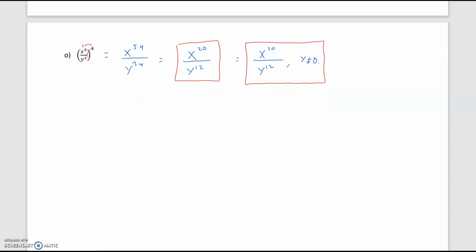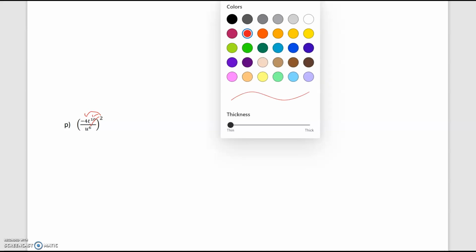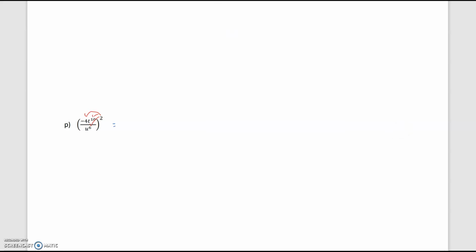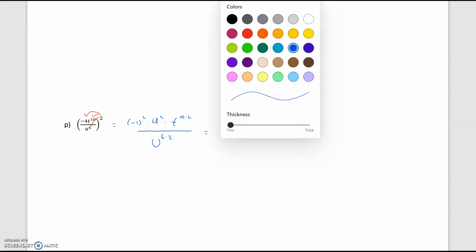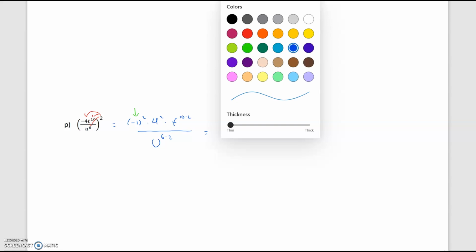That's it for this one. Let's move on to the next problem. And we do have to be careful on the next problem. The 2 is going to be applied to each one of the exponents. So let me rewrite it as -1 squared times technically 4 to the second times t to the 10 times 2 over u to the 6 times 2. And then the -1 to the second simplifies to simply 1.